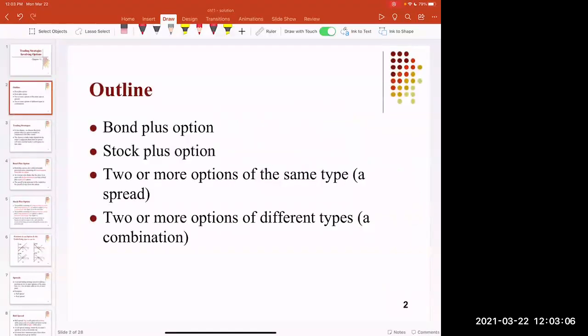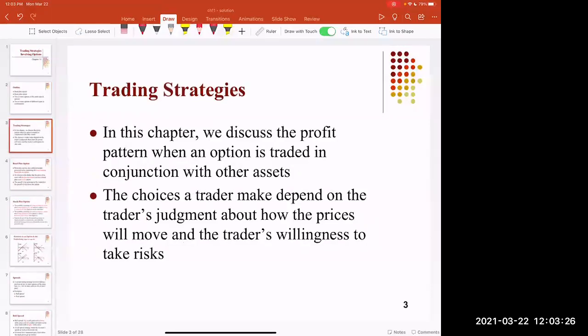So first, in this chapter we're gonna cover bond plus option, stock plus option, and then we're gonna talk about two or more options of the same type. We call it a spread. Or two or more options of different types, it's a combination, which is the call and the put combined together. Okay. So in this chapter we're gonna focus on the profit pattern.